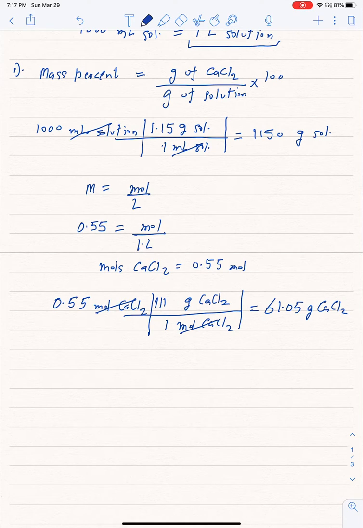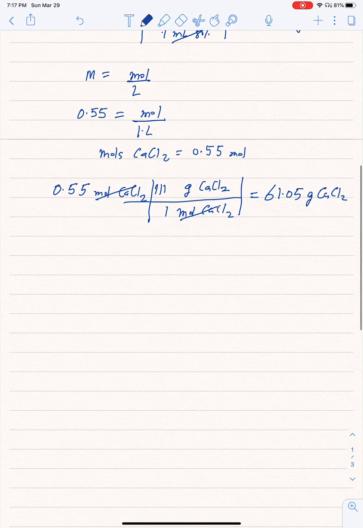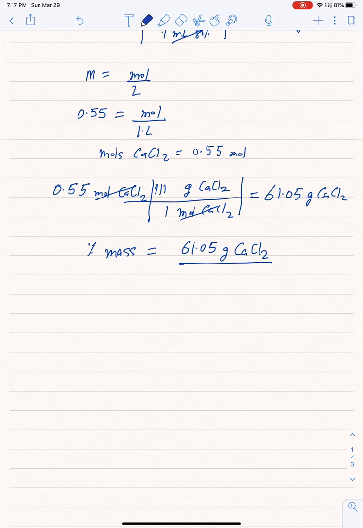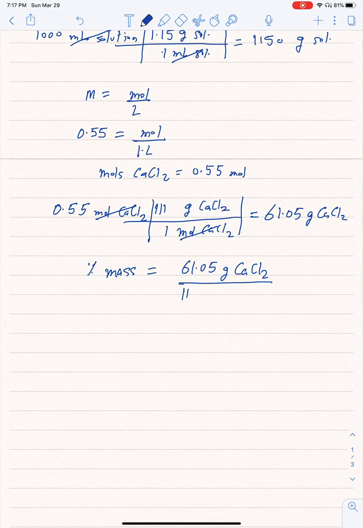Alright, now we know the grams of calcium chloride and we know the grams of solution as well. So we should be able to figure out the mass percent. Your percent mass is going to be 61.05 grams of calcium chloride divided by the grams of solution, which we calculated to be 1150 grams of solution, times 100. So 61.05 times 100 divided by 1150 comes out to be 5.31% CaCl2 by mass.